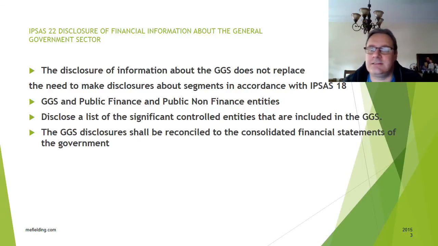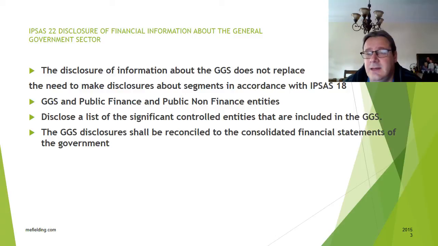So this is just a continuation. The standard's very short, and it's fairly concise as well about what you're supposed to do. It's quite an easy read, and it's a very, very short standard. So the disclosure of information about the general government sector does not replace the need to make disclosures about segments in accordance with IPSAS 18. To be quite honest, they're exactly the same. So if you're fulfilling 18, you're fulfilling 22 as well.